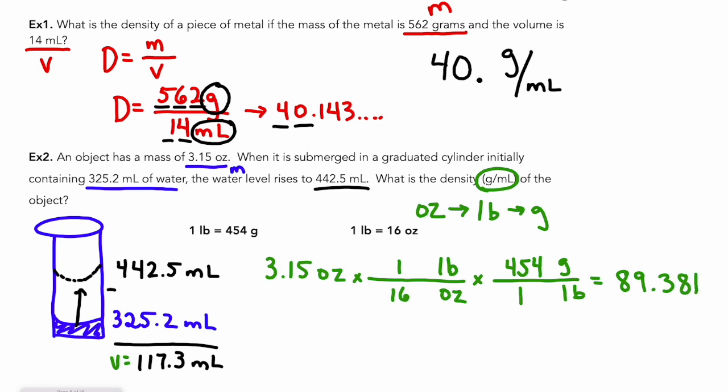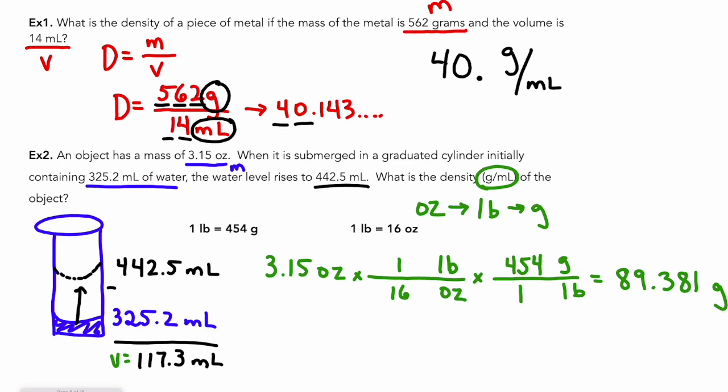89.38125. Now, I'm not going to round this, because when you're rounding in a problem, you only want to do it at the very end. So right now, I've got 89.381 grams for my mass, and I've got 117.3 milliliters for my volume. And so I can now plug all of that in to my density formula. Density equals my mass, 89.381, divided by 117.3.